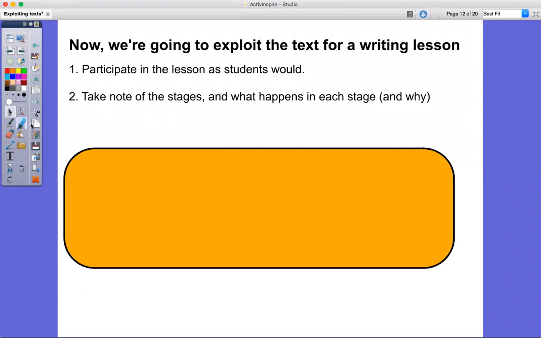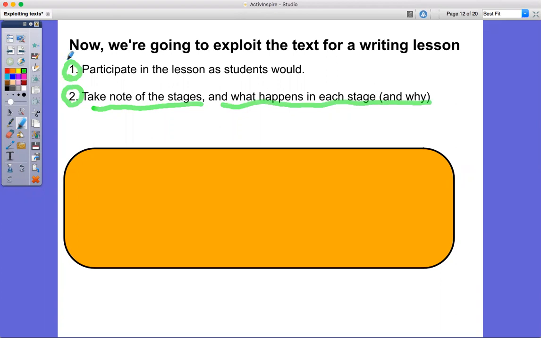You're going to say, okay, we're going to exploit the text for a reading lesson. Again, we ask the teachers to, one, participate in the lesson as students would, and two, again, this is really important. This is our reflective task. They take note of the stages and what happens in each stage and why.